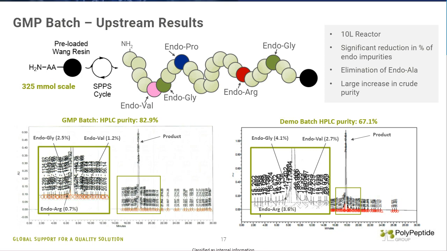So if we compare the crude purity in the chromatograms at the bottom of the page, we can see that compared to our demonstration batch, we go from a 4.1% presence of endoglycine to 2.5%, and also we see other impurities like endoarginine and endovaline have been reduced as well. So we have a crude purity now of 82.9% versus a crude purity previously of 67.1%. So we were very happy with this. And we thought that this would greatly help us in terms of our purification downstream.